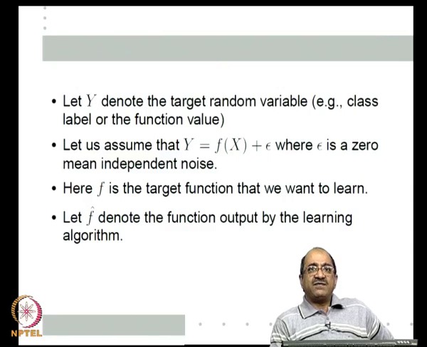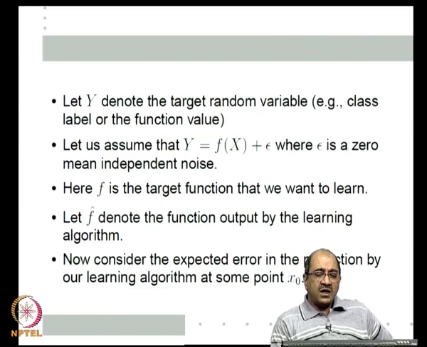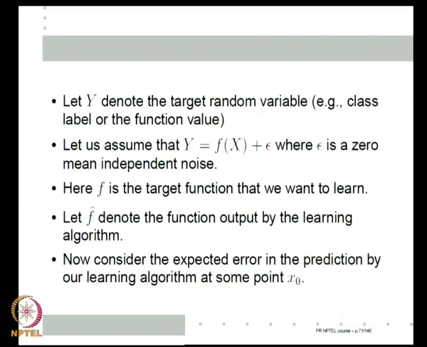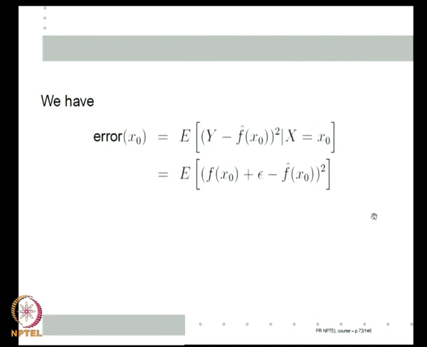Let us say f hat is the function output by the learning algorithm. Now, let us ask what is the expected error in the prediction made by our learning algorithm, that is, the prediction made by f hat at a specific point x naught. We will take the mean square error. So, the error at x naught is the expected value of y minus f hat of x naught whole square, where y is with respect to an x equal to x naught. That is why I put the condition x equal to x naught. We already know when x is equal to x naught, y is f of x naught plus epsilon. So, I can write this as f of x naught plus epsilon minus f hat of x naught whole square.